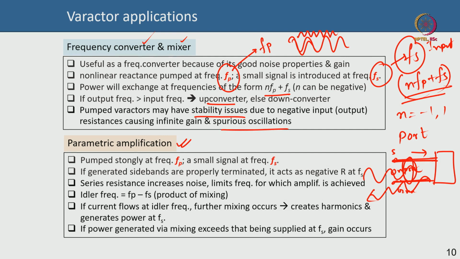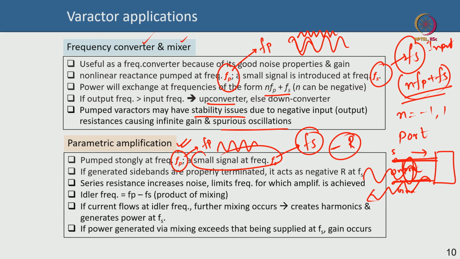What it means is that you have a very strong, strongly pumped signal at frequency fp, and a small signal at another frequency fs, just like mixing and frequency conversion. Now if you terminate the idler frequencies and all other frequencies in an appropriate manner, then you can expect the varactor to have a negative resistance at the signal frequency. At the signal frequency you are talking about a negative resistance.